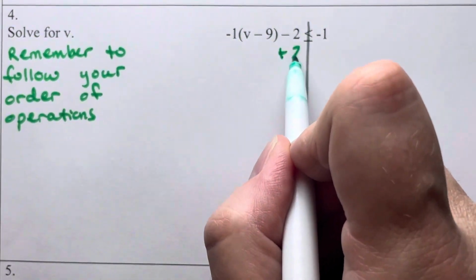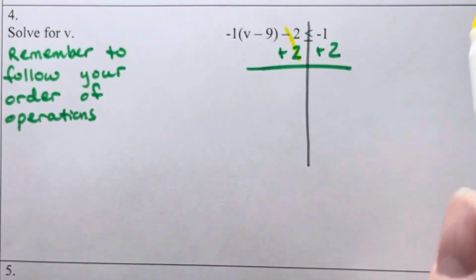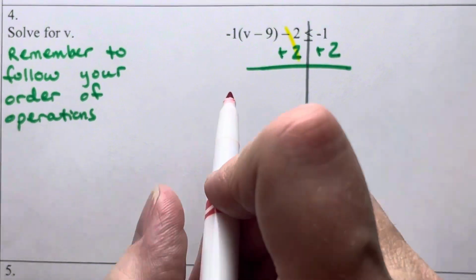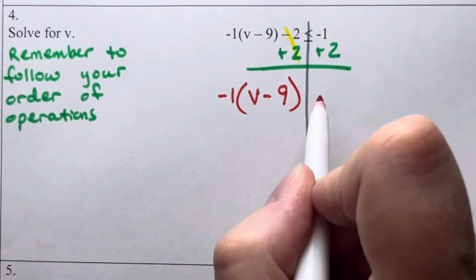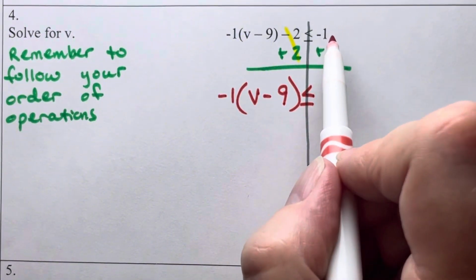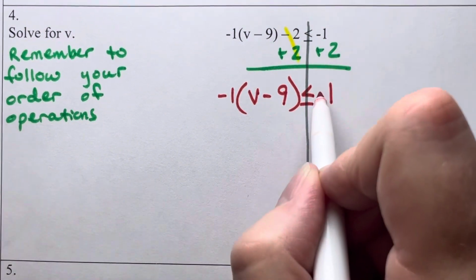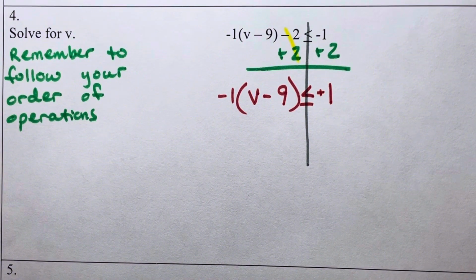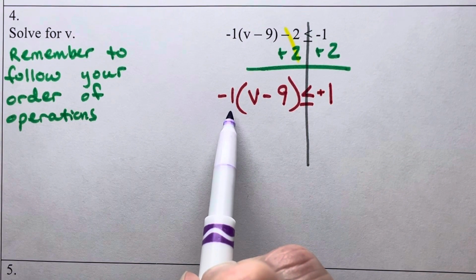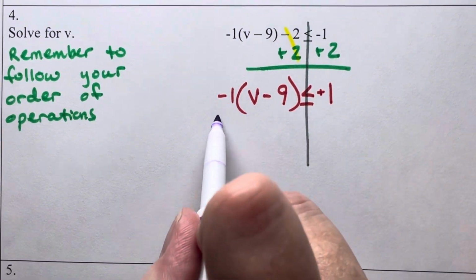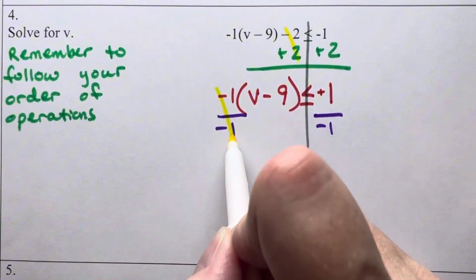Do its opposite. Let's add 2 to both sides of the river, allowing these 2's to cancel out, creating for us negative 1 times the quantity of v minus 9 less than or equal to negative 1 plus 2 is a positive 1. Okay, and we'll even notate that that is a positive 1. Now we can get rid of the negative 1 that's in front of the parentheses. And we do that by dividing. And what you do on one side of the river, you definitely do to the other.